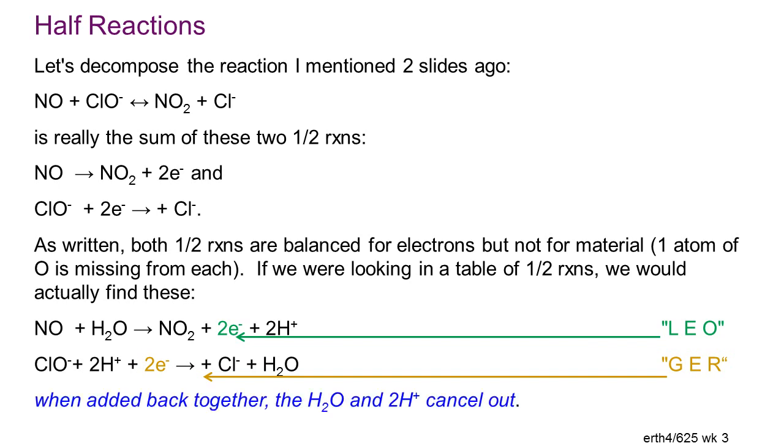When added back together, the added water and the hydrogen ions that we put in for material balance and charge balance of the half reactions drop back out, and we end up with a chemical reaction that in net looks like the reaction at the top of this slide. Now, if you don't remember any of the details about how to algebraically manipulate chemical reactions or half reactions, I suggest you look in the chemistry review pack that I alerted you to at the beginning of the semester, because I discussed that there.